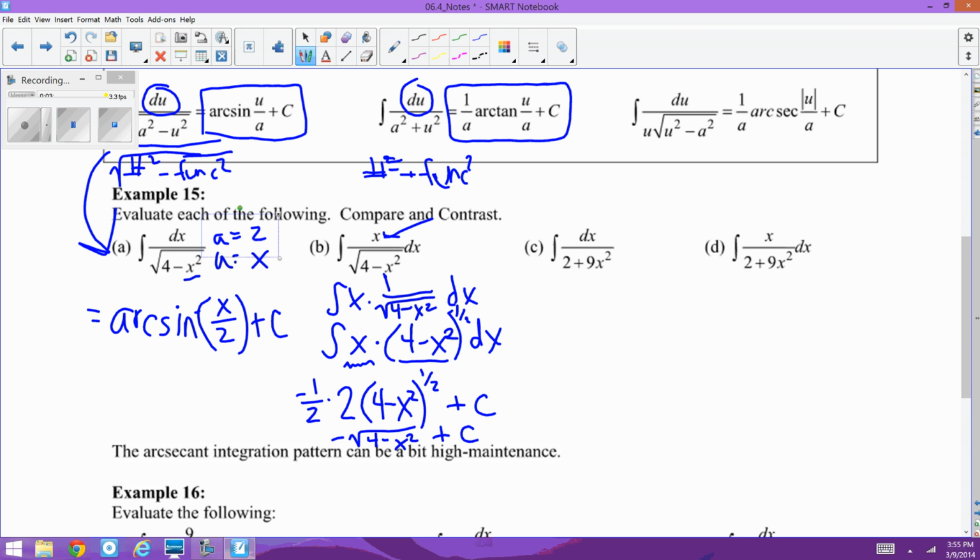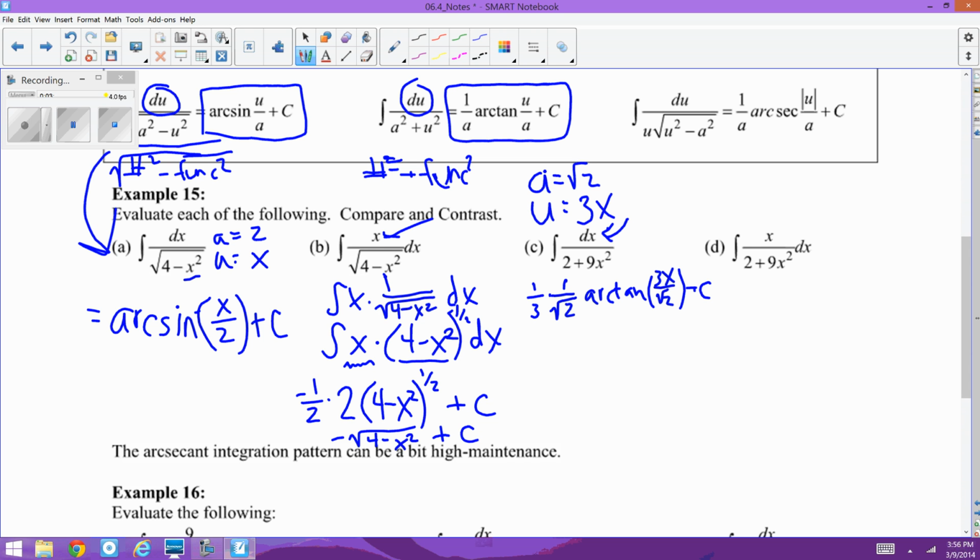Does this look like any of the patterns we have above? It sure does. If a equals square root of 2, and u equals 3x, then we're pretty close to having this look like the arctangent one, except we're off by a factor of 3. So I'm going to correct for that by putting 1/3. Then I'm going to use that formula there for arctangent. 1 over a times the arctan of u over a plus c. There you go. And if you want to combine that, you can. I'm not going to waste my time.